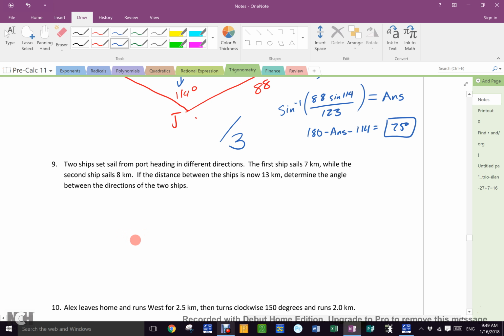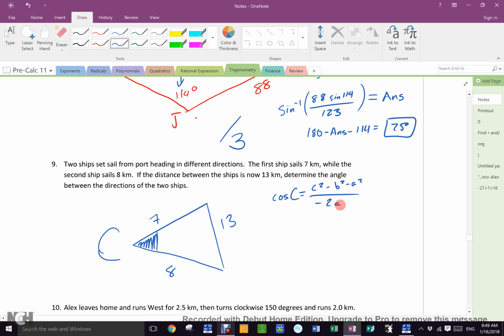They go in different directions. The first ship sails 7 kilometers. The next ship sails 8 kilometers. The ships are now 13 kilometers apart. What's the angle between the ships? If that's the angle I want, then what corner is that? Big C, because I have to use the cos law, right? So since it's the angle, cos C equals c squared minus b squared minus a squared over negative 2ab.